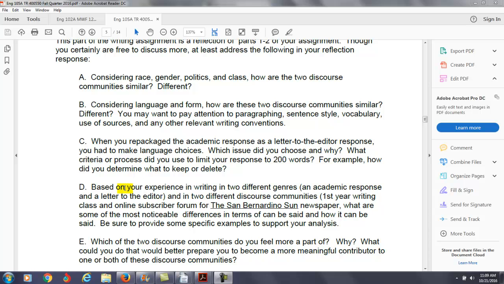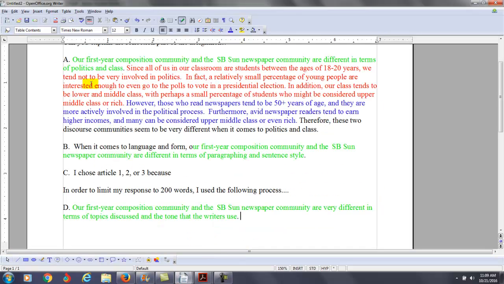Okay, if you look at D here, it is still asking kind of A and B. It's kind of a comparison that you're trying to make here. It says, what are some of the most noticeable differences in terms of what can be said and how it can be said? So be sure to provide some specific examples to support your analysis. Now to make it easy, I just copied my topic sentence from my either A or B.